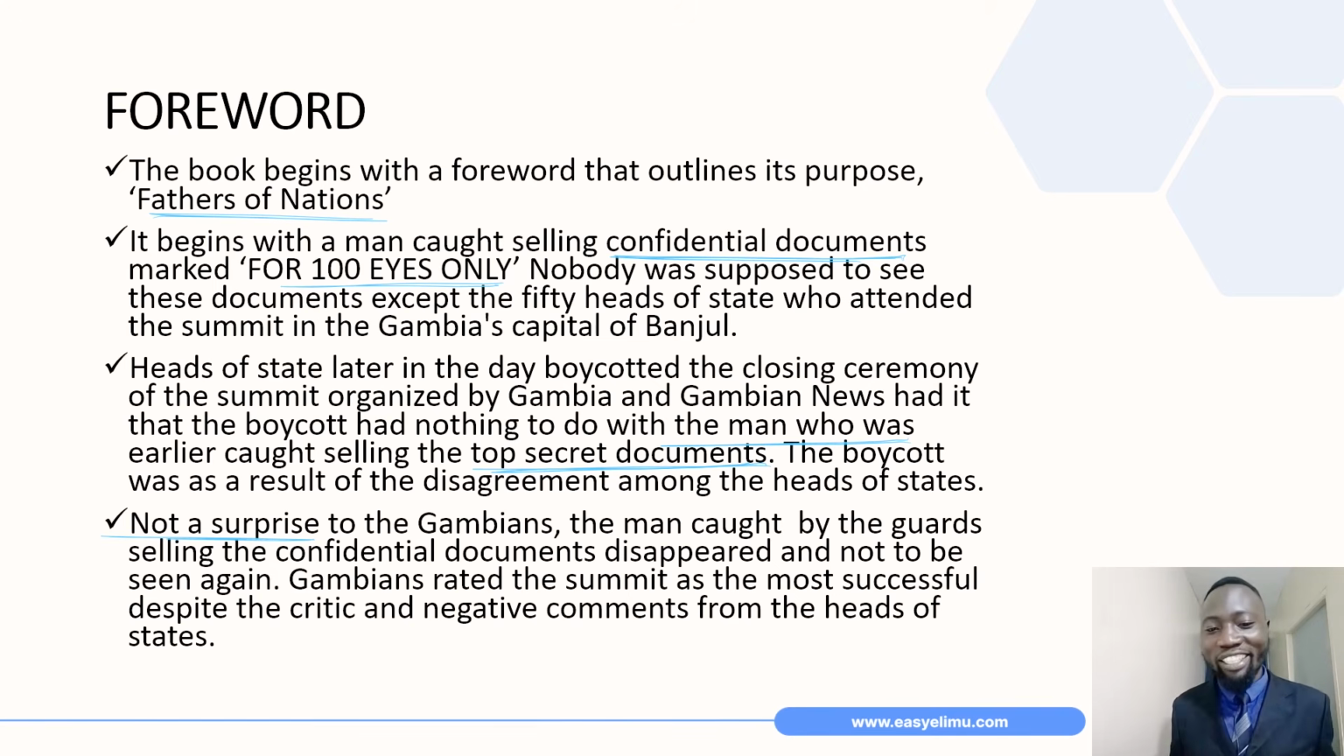The boycott was a result of the disagreement among the heads of state. That is what most people think the boycott was all about. But again, not a surprise to the Gambians, the man caught by the guards selling the confidential documents disappeared and was not seen again. So Gambians rated the summit as the most successful despite the criticism and negative comments from the heads of state, that is the dignitaries who were hosted in Gambia's capital of Banjul.